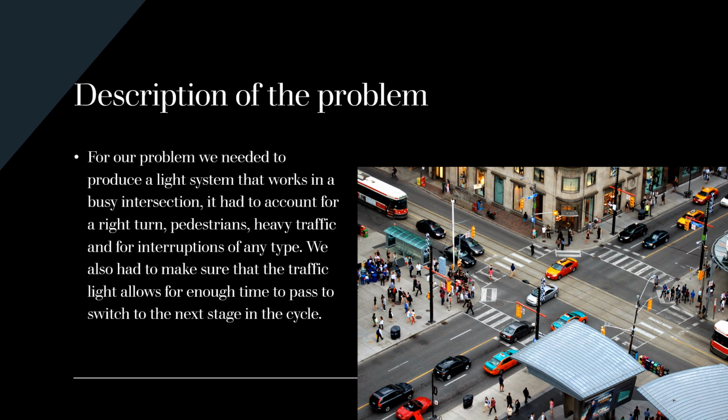So here's the description of our problem. We needed to produce a light system that works in a busy intersection, and it had to account for a right turn, pedestrians, heavy traffic, and for interruptions of any type. We also had to make sure that the traffic light allows for enough time to pass to switch to the next stage in the cycle.